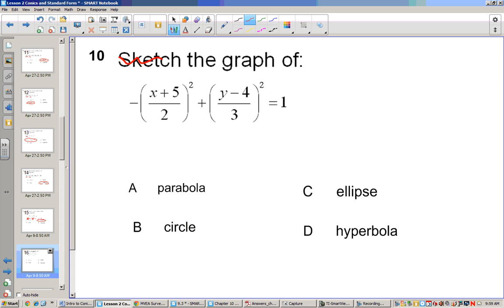Now, this one, I don't want to sketch the graph quite yet. We'll do that soon enough. Since this x squared is going to be negative and this x squared is going to be positive, we automatically know that that is a hyperbola.